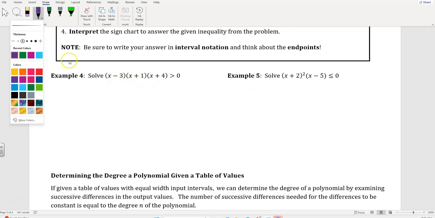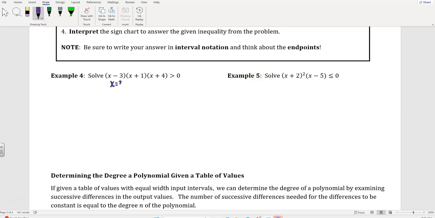All right. So this is going to be a pretty easy one, because it's already factored for us. So we don't have to factor anything. We just know that x equals 3 is a zero, x equals negative 1 is a zero, and x equals negative 4 is a zero.